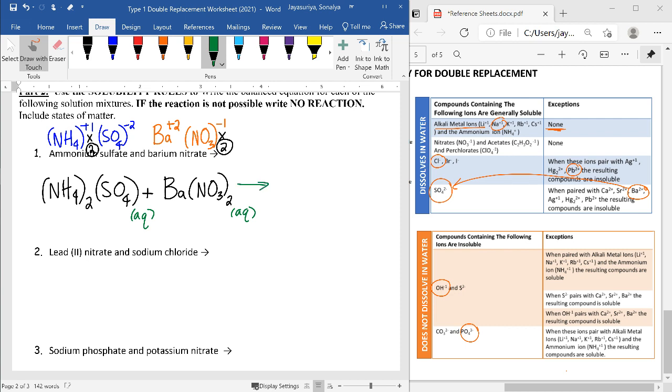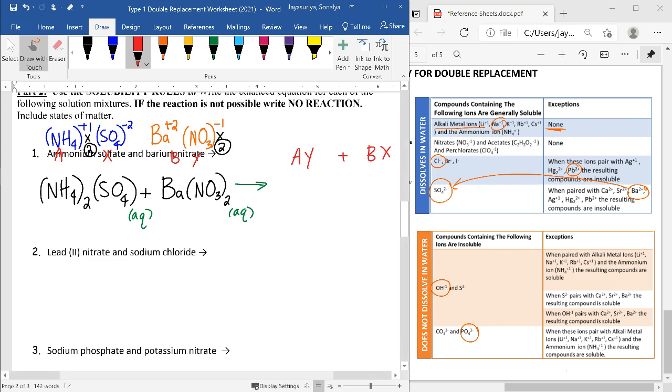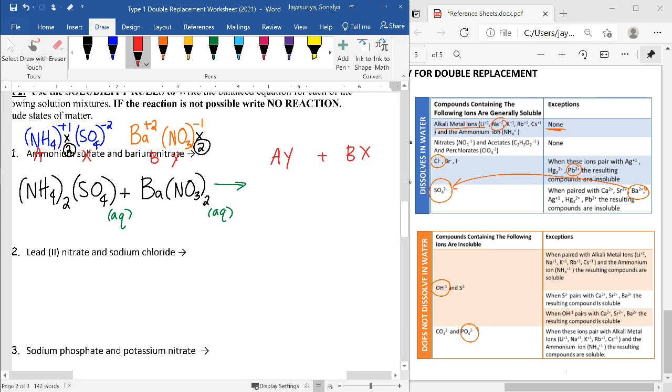Now I have to write what my products are. Before you can write the products, you need to do AX plus BY. We know they are going to be AY plus BX. Okay? Now, here's the nice thing about the translating. We already have all of the ions that are going to be mixed up. So we already have the charges written down. We know A is ammonium and Y is nitrate.